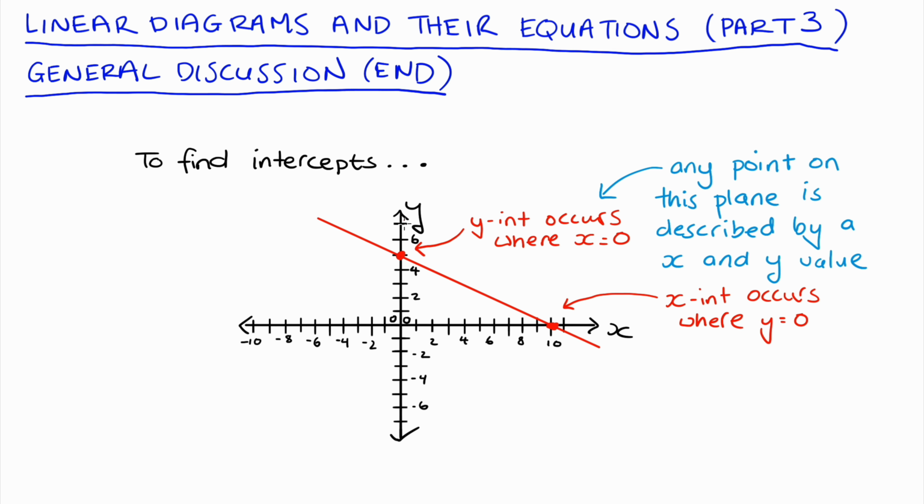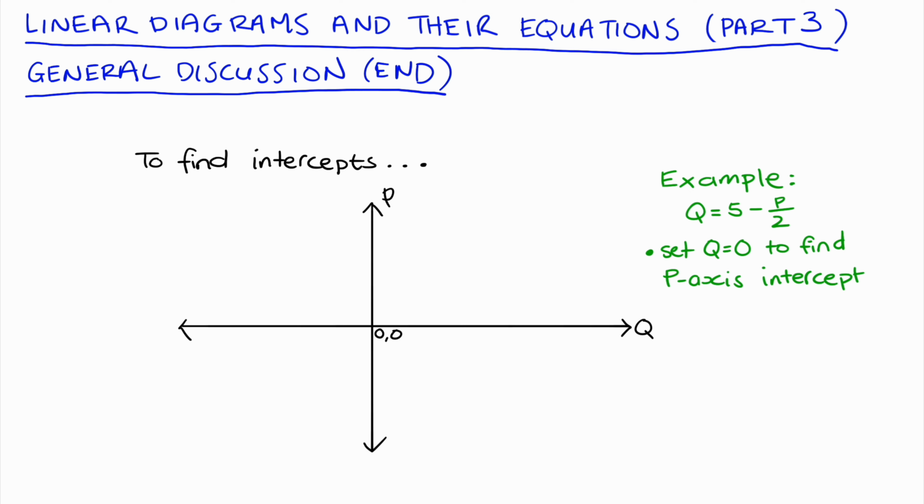And it follows from that, let's do an example. If we have an equation, and I'll do an applied example, so I'll put price and quantity on our axes instead of x and y. And let's say we have the equation q is equal to 5 minus p over 2. To find the price axis intercept, so where our line passes through the price axis, that will be where q is equal to 0.